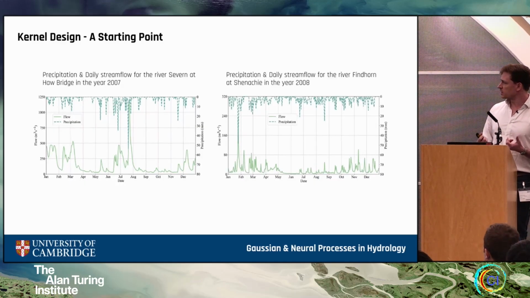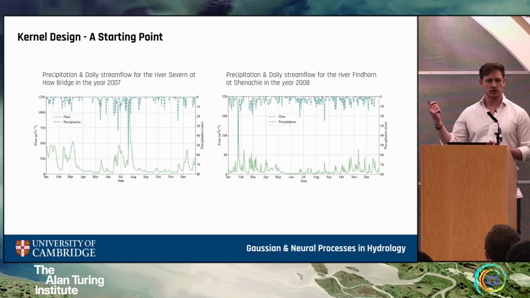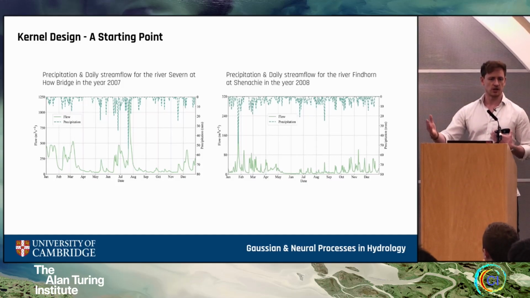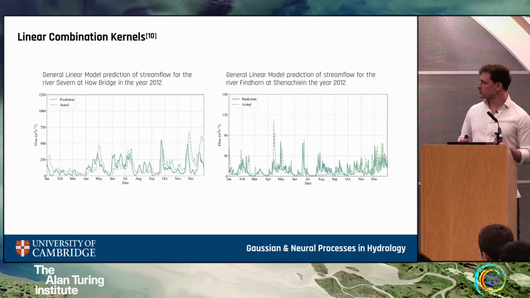Now, in terms of the kernel design, at a very simple level, if I just look at the preceding day's worth of precipitation compared to streamflow, we can see that there's sort of a linear pattern here, right? So as precipitation goes up, as I mentioned earlier, flow also goes up. And we can carry this on over a few days. So this is just a general linear model over 7 days.